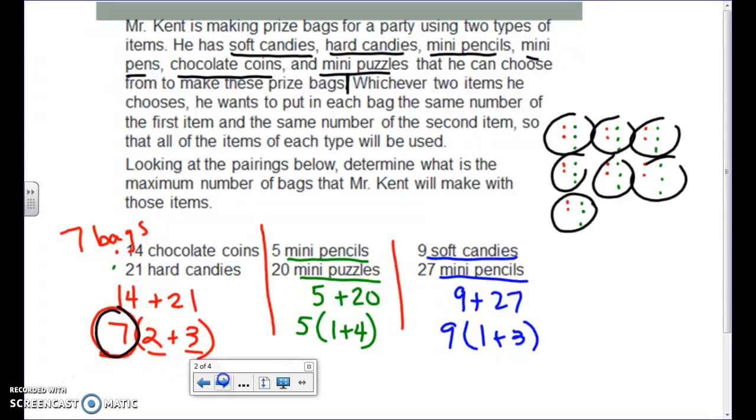All right, so greatest common factor is a little quicker than maybe drawing a diagram. We're trying to figure it out that way. Use that greatest common factor and you can see exactly how much you need to use up everything.